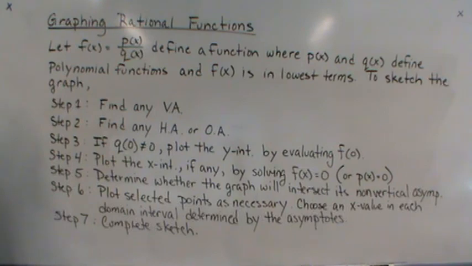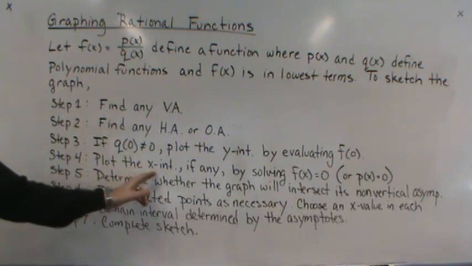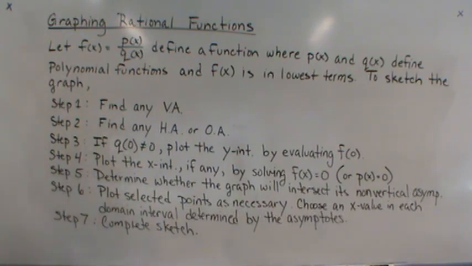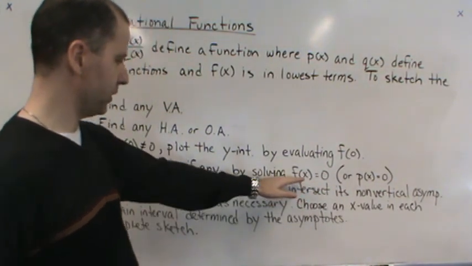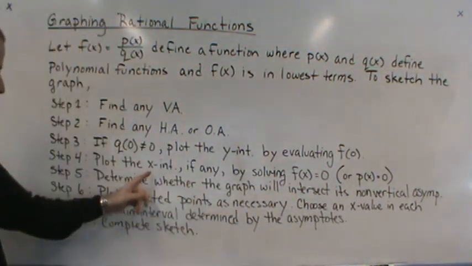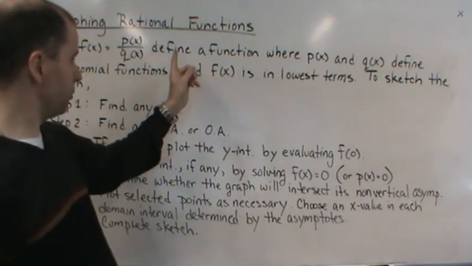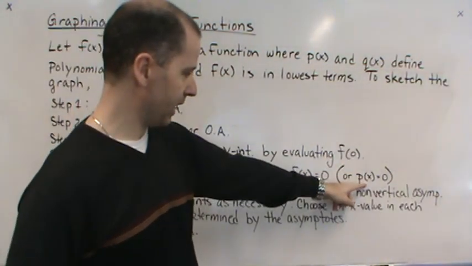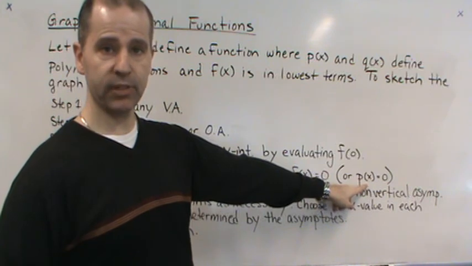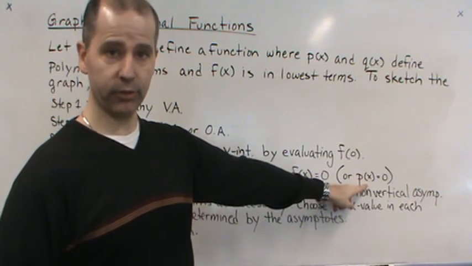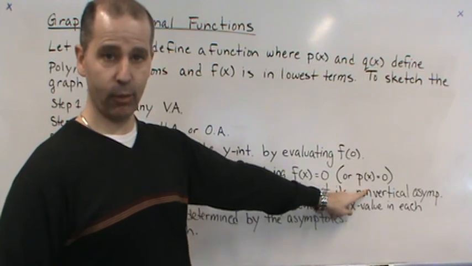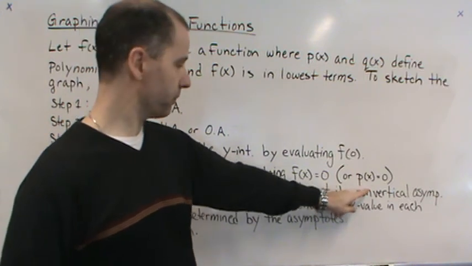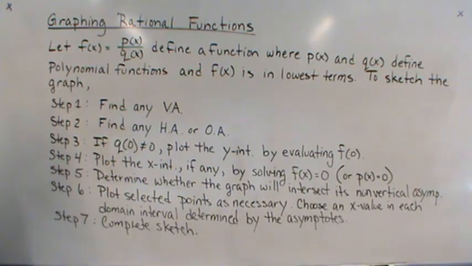Step 4, plot the x-intercepts if they exist. That goes by solving f of x equal to 0. So we set the function equal to 0 to find the x-intercepts. But with rational functions, it's actually the same as just finding the zeros of the numerator. So we can just set the numerator equal to 0, and that will also tell us the x-intercepts.